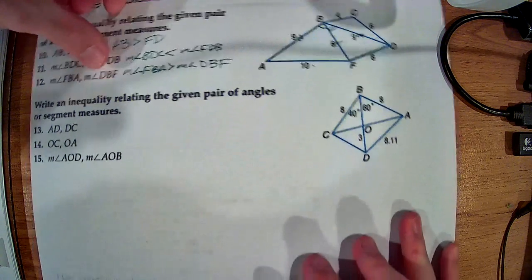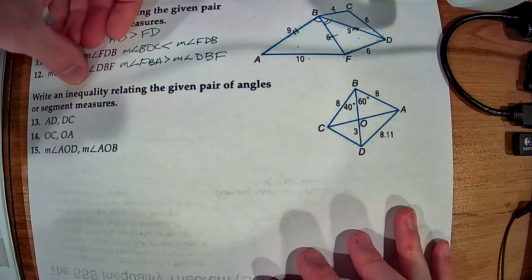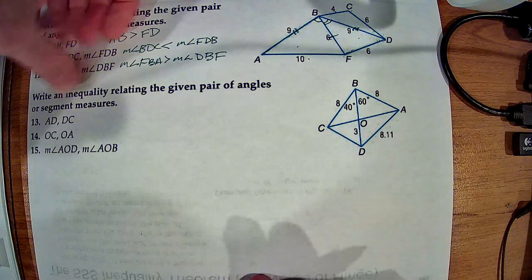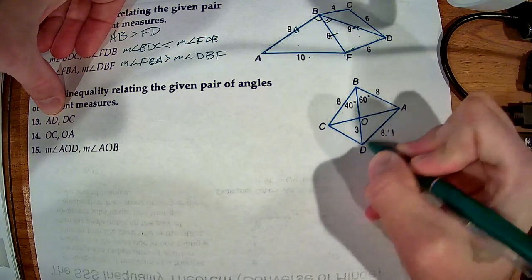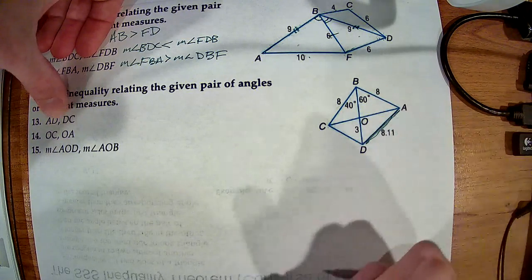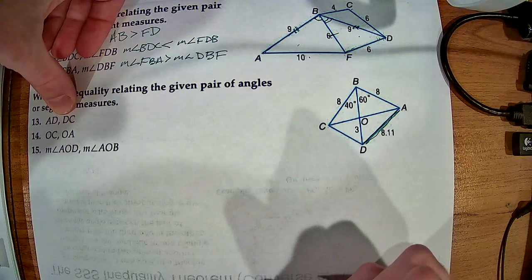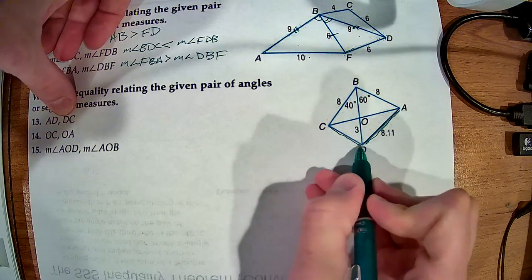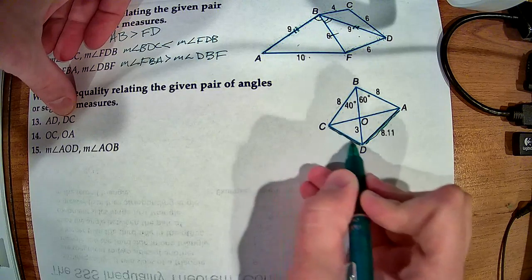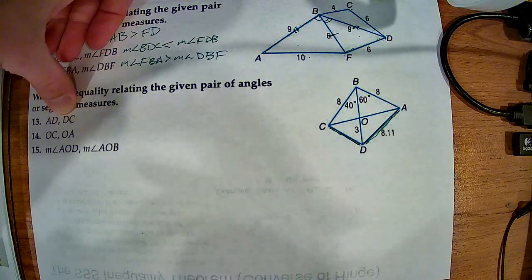All right. Well, let's try the opposite. Again, we'll still write that inequality relating what's going on here. So we've got AD that we're looking at, so this side here, and DC. Where is DC? DC, this side here. And let's see what we can figure out.